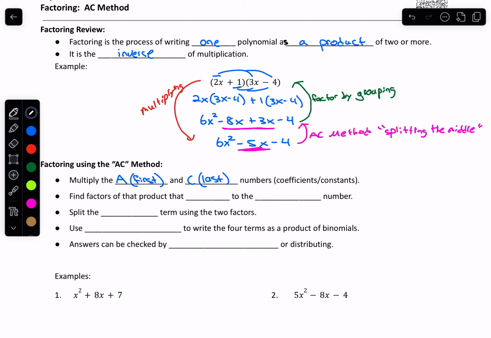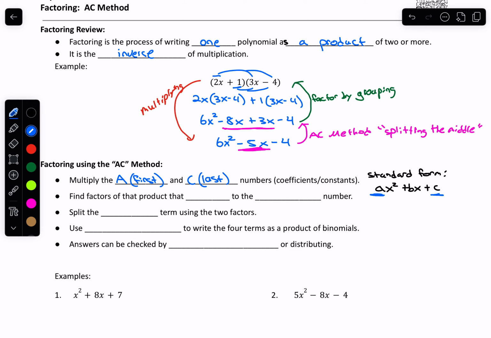So as a quick reminder, when we have a quadratic in standard form, we have ax squared plus bx plus c. So we're specifically talking about this a in the front and this c in the back. And that's how we get the name the AC method: we are using the a and the c to inform us of how to split the middle term. So we multiply the a and c together.